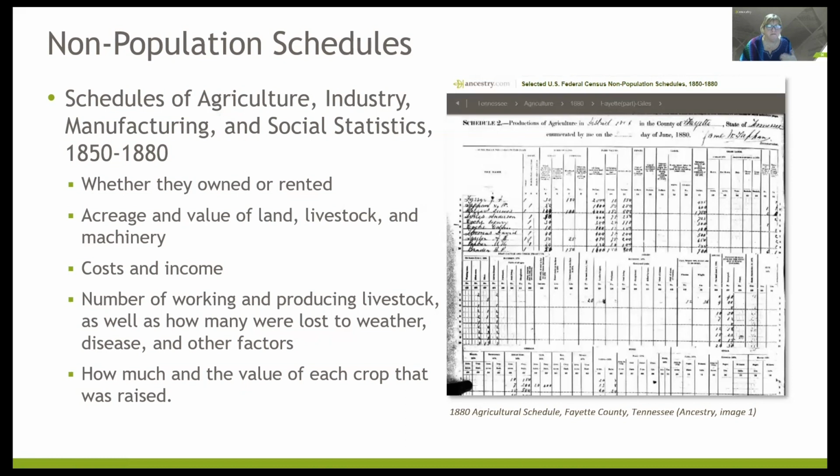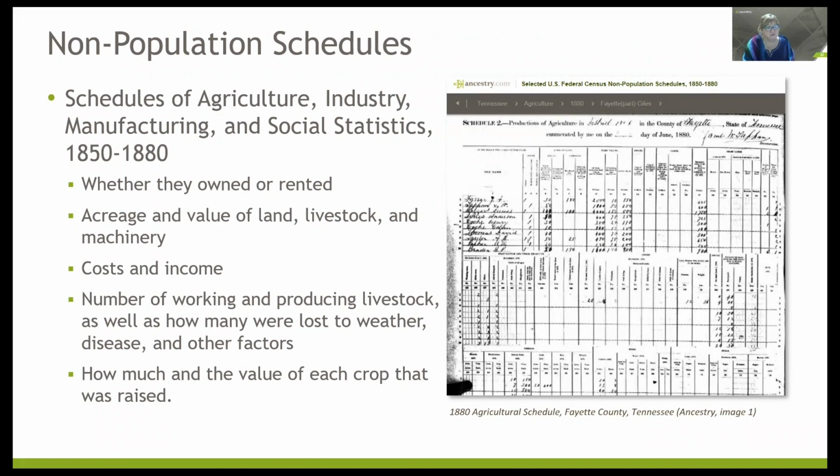And so seeing the value of everything. And then what you can do is if you can get two of them in a row, you can start comparing how this family's economic life changed. Did they do better the next decade or did they do worse? It's particularly interesting to look at during the Civil War between 1860 and 1870. How did people's lives change?